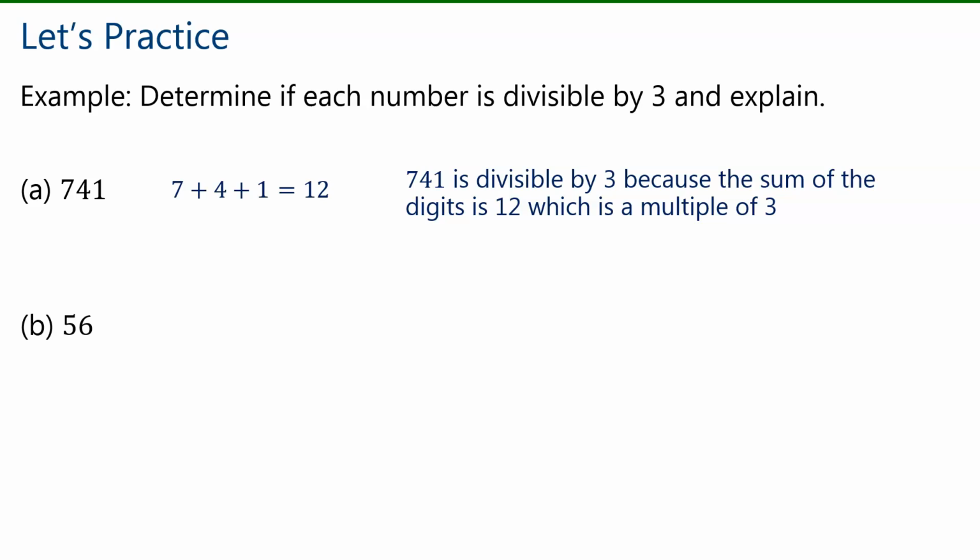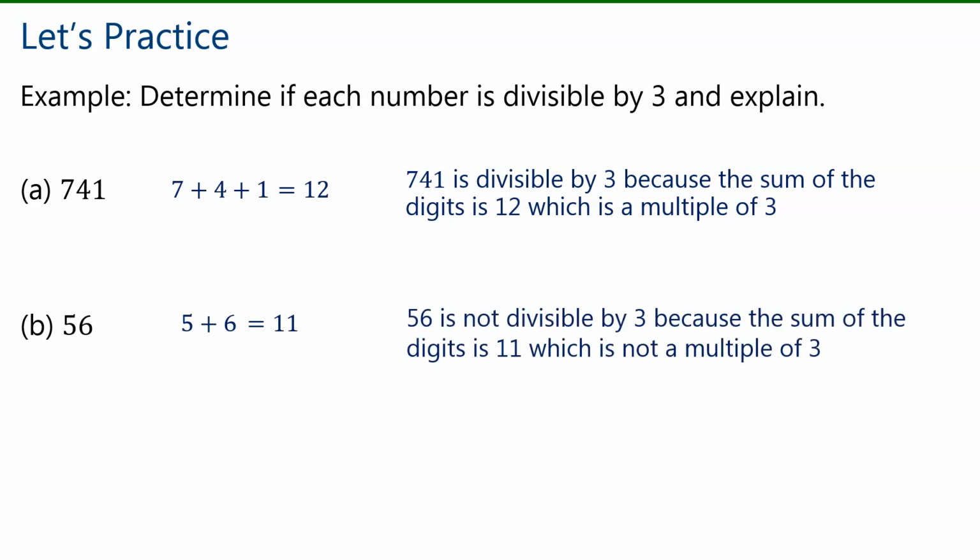Now for B, adding 5 and 6 together gives you 11. So we can use a similar statement, but just the negative of it, and say that 56 is not divisible by 3 because the sum of the digits is 11, which is not a multiple of 3.